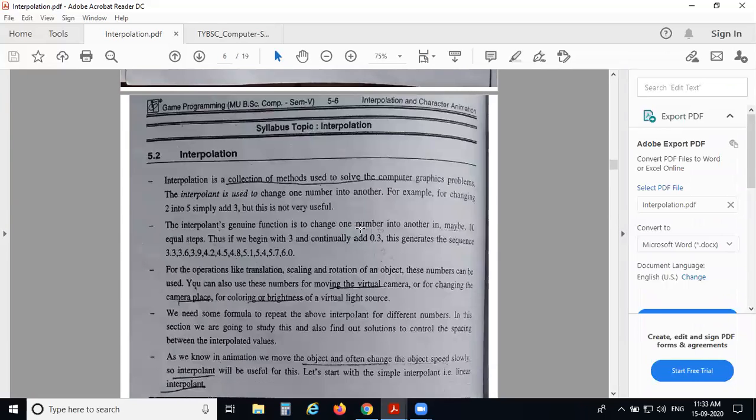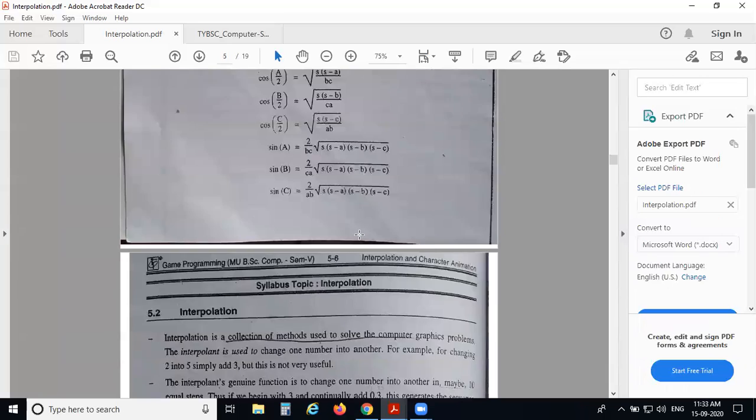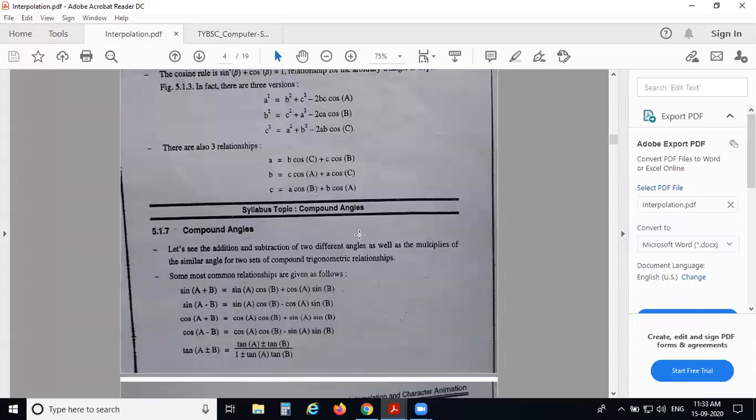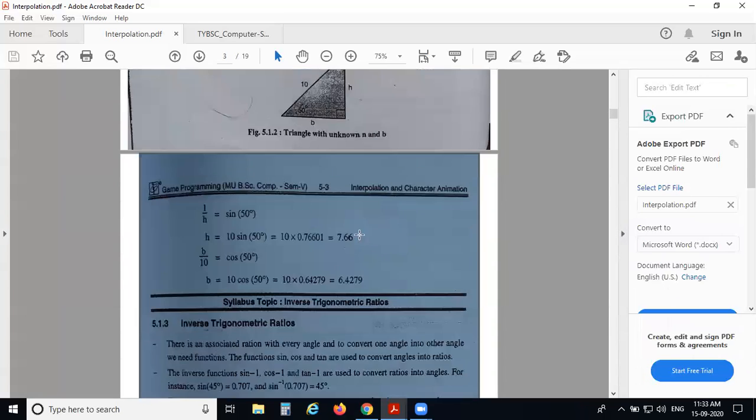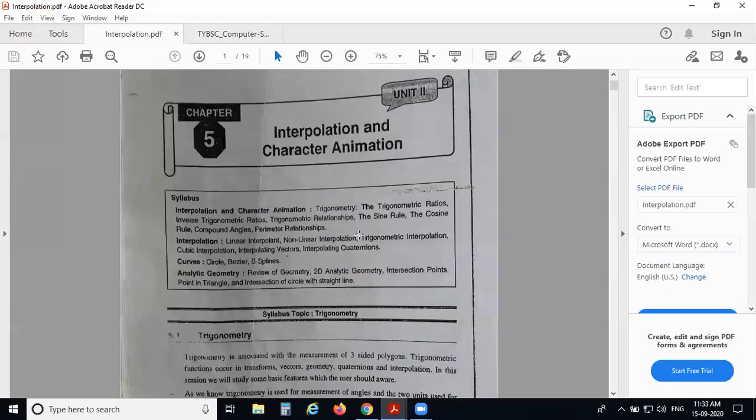So these are the theoretical concepts which are covered under the chapter interpolation and character animation.